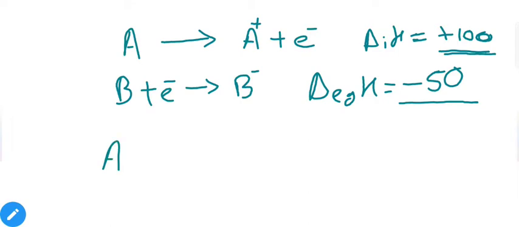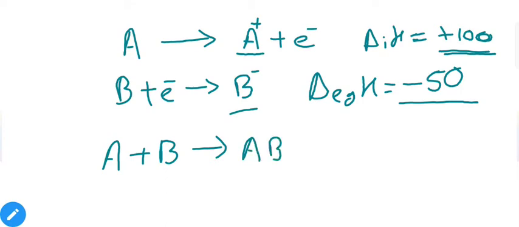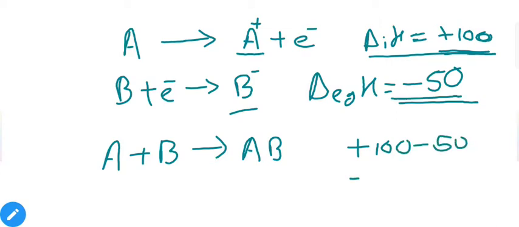If we combine these two reactions, A plus B gives A+ B-, that means the AB molecule. In this reaction, the net energy of the whole reaction will be: from the first reaction it requires 100 kilojoules of energy, and from the second reaction it releases 50 kilojoules of energy. That means the enthalpy of this reaction will be plus 50. So this reaction requires external energy support to complete itself.